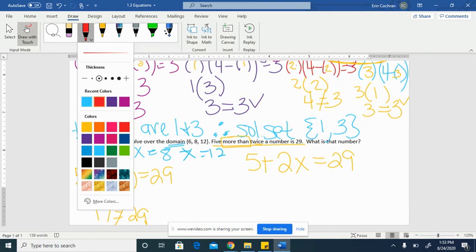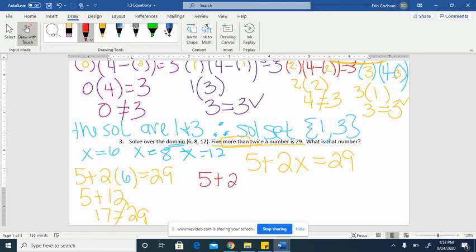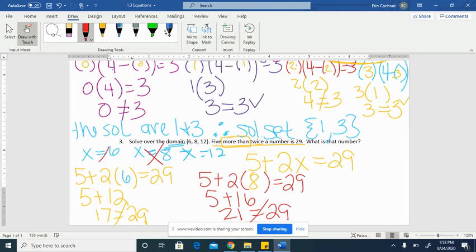Okay, let's check 8. 5 plus 2 times the quantity x, does that equal 29? We're going to place 8 in for x. Let's do our multiplication first. 2 times 8 is 16. 5 plus 16 is 21. Does 21 equal 29? Nope. So 8 is not a solution.